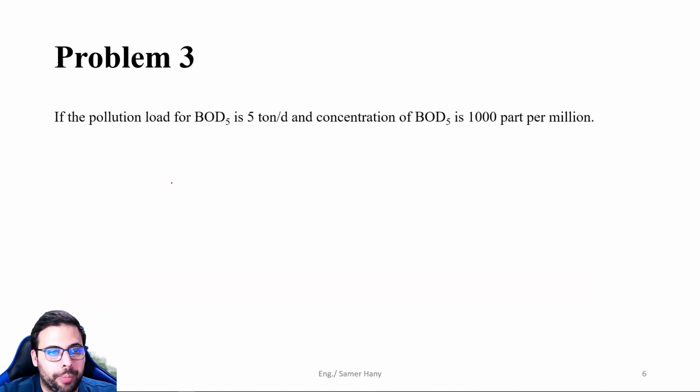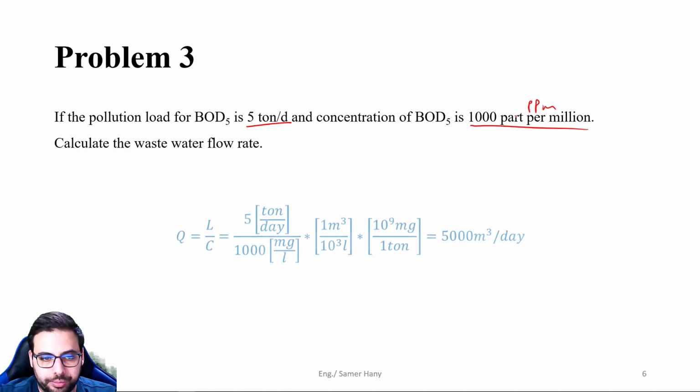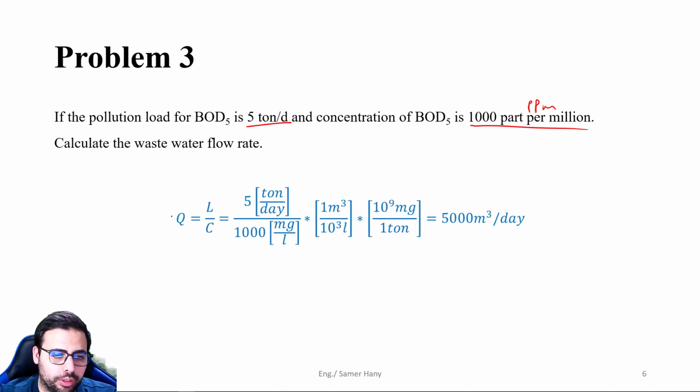part per million. Problem 3: if the pollution load for BOD5 is 5 ton per day and the concentration for BOD is 1,000 part per million, ppm, calculate the wastewater flow rate. So the water flow rate is the unknown here, load is known, concentration is known, same as the previous problems. We'll just need to convert the units.